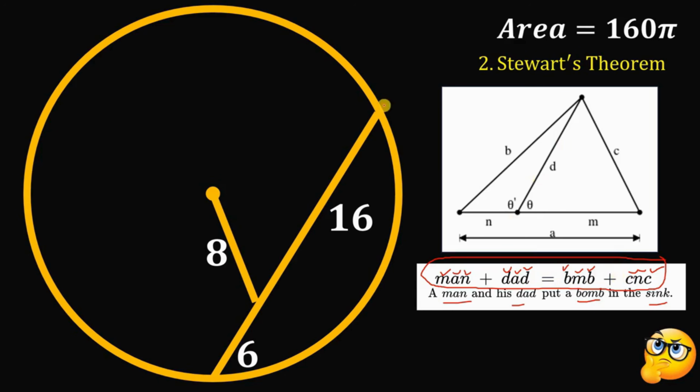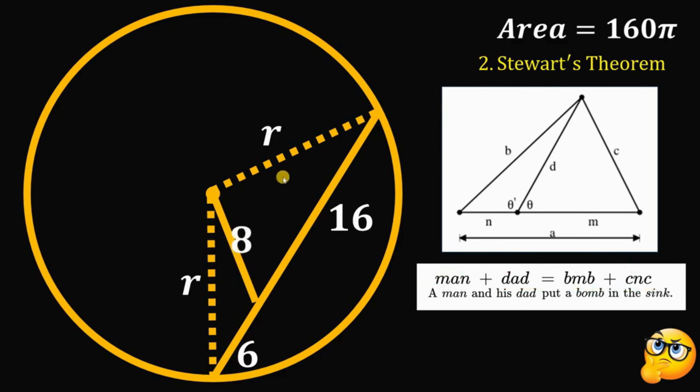Now, to apply the Stewart theorem in our question, what we're going to do is, let's draw the radius of this circle, and from the center of the circle, let's draw the radius, and let's call this r. Now, in this figure, let's base on the Stewart theorem.